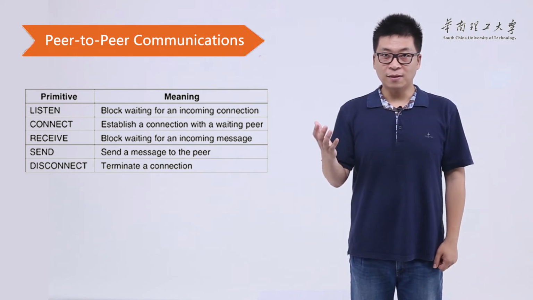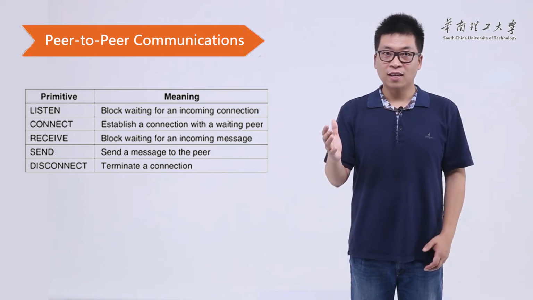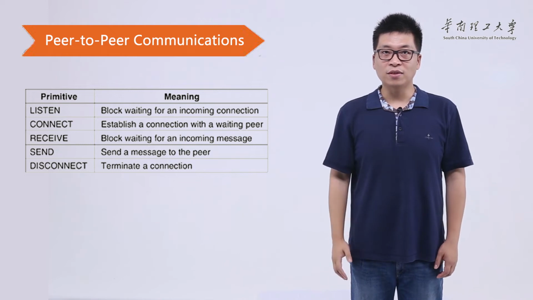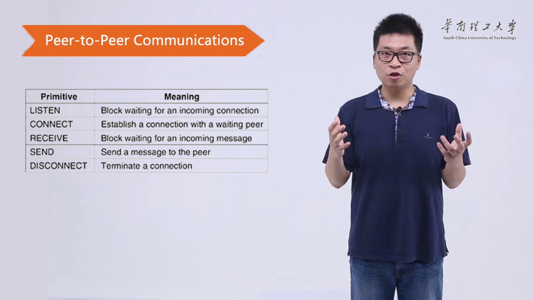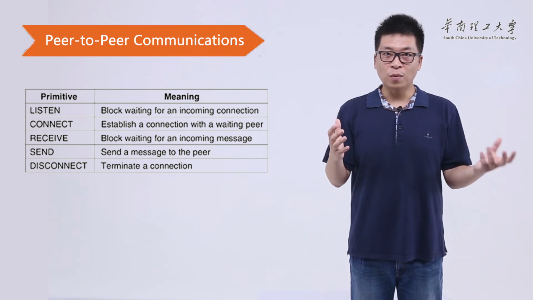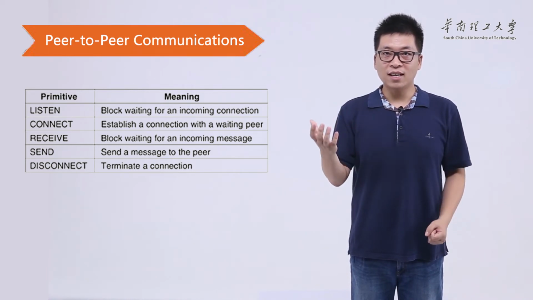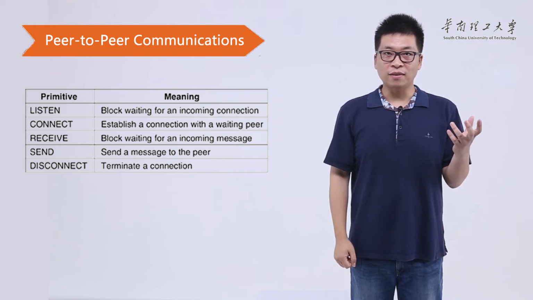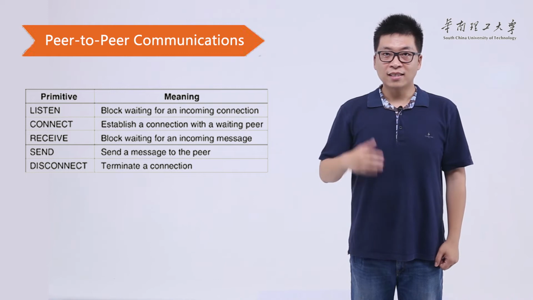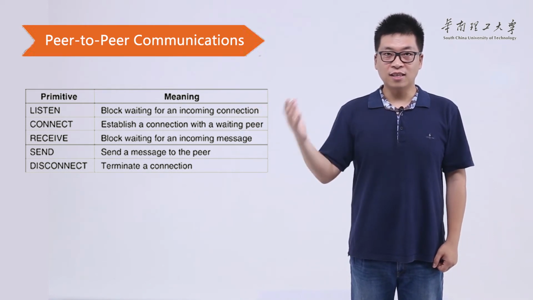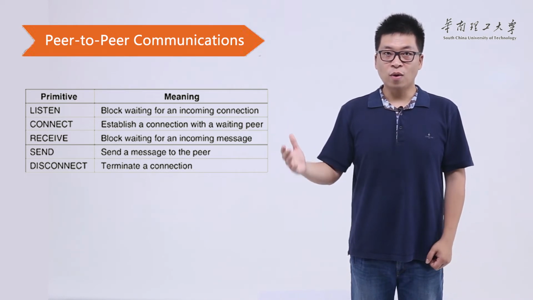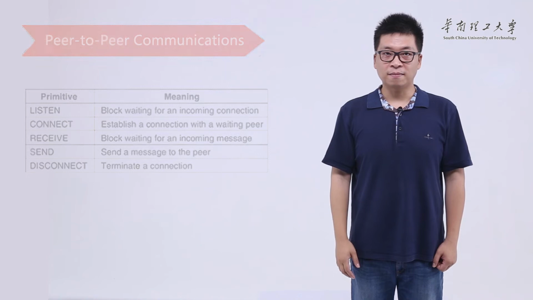Listen is to block the process and wait for an incoming connection. Connect is to establish a connection with a waiting peer. Receive is to block the process and wait for an incoming message. Send is to send a message to the peer. Disconnect is to terminate a connection when the communication completes.